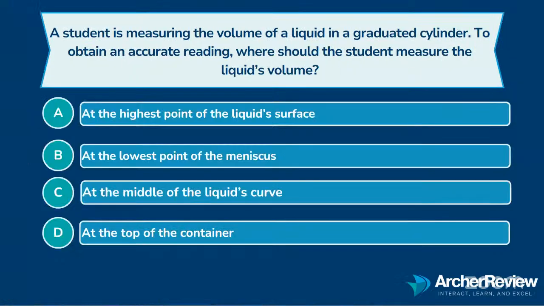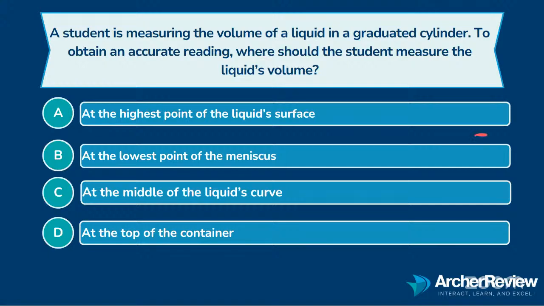All right, so let's take a look at our other responses. A, at the highest point of the liquid surface. No, that would be an inaccurate representation of the liquid. It would not give you the correct amount of liquid. B is our correct answer. C, at the middle of the liquid's curve. No, we need to be at the lowest point of that meniscus. And then D, at the top of the container. Well, that's just illogical if we're trying to measure the liquid's volume and not how much that container can completely hold. Those are two different things that we would be trying to figure out.